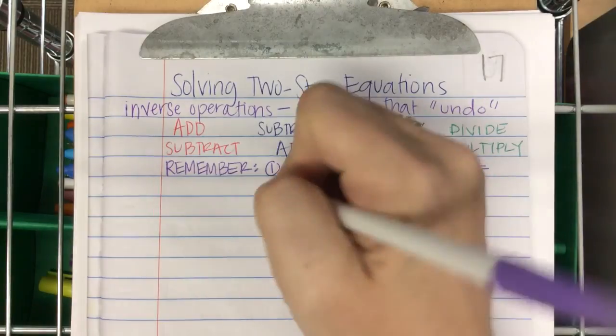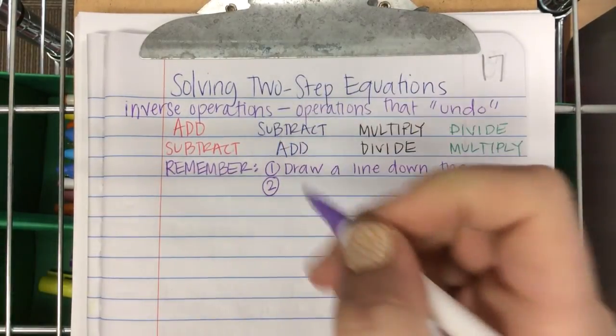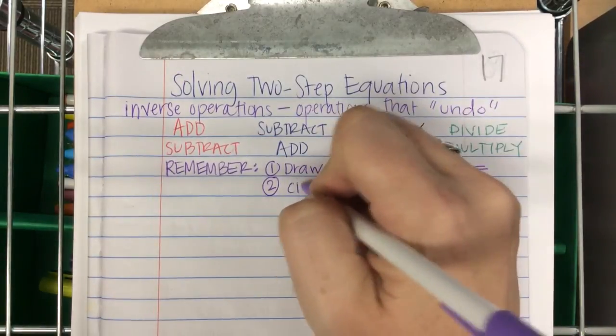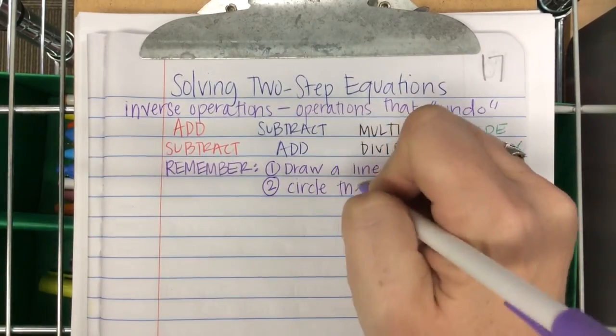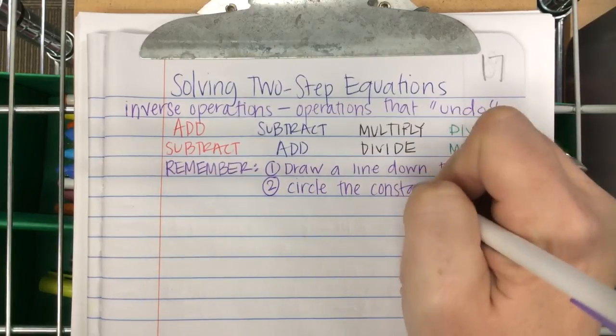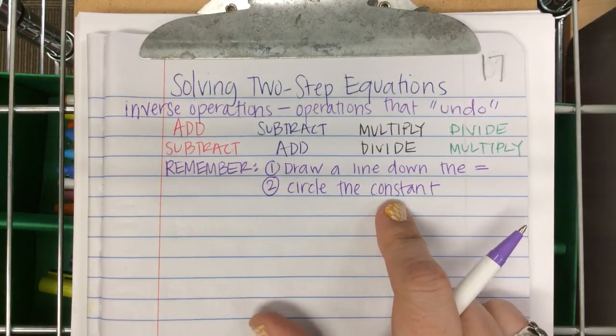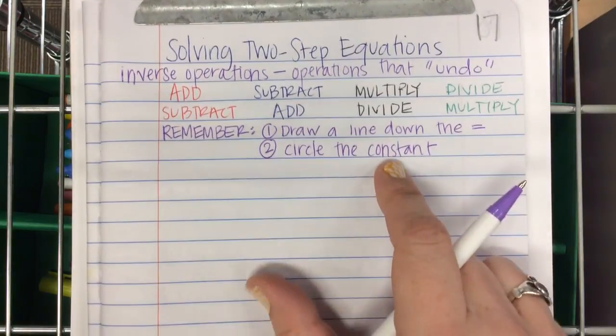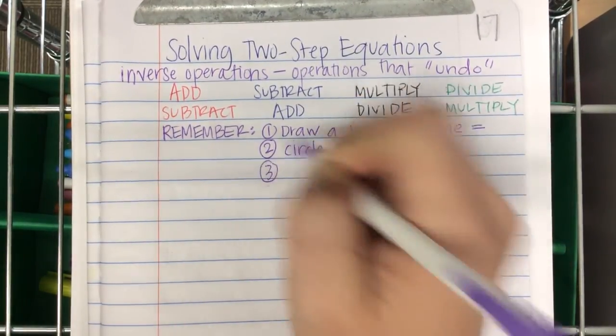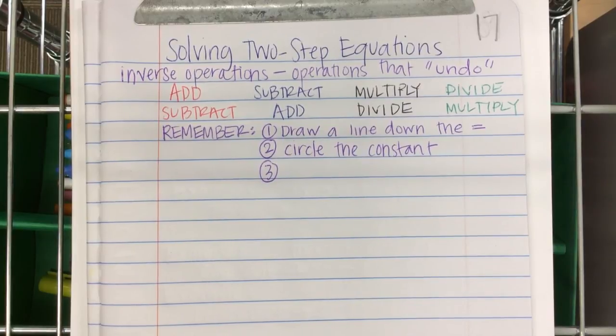Number 2, circle the constant. How do you know if something is a constant? Morgan? It's the number without the variable.